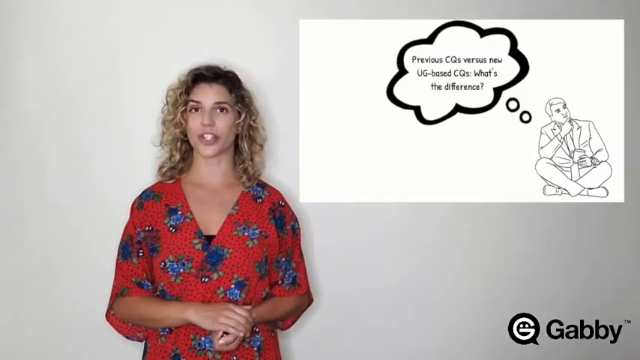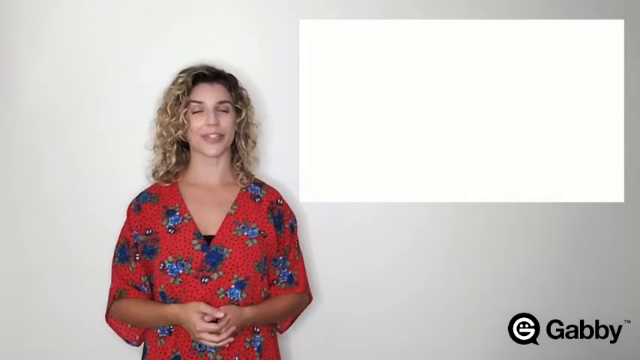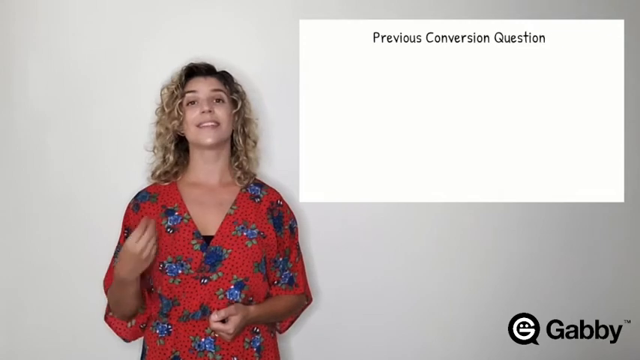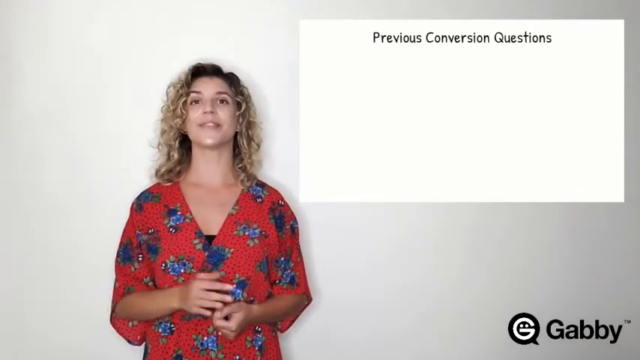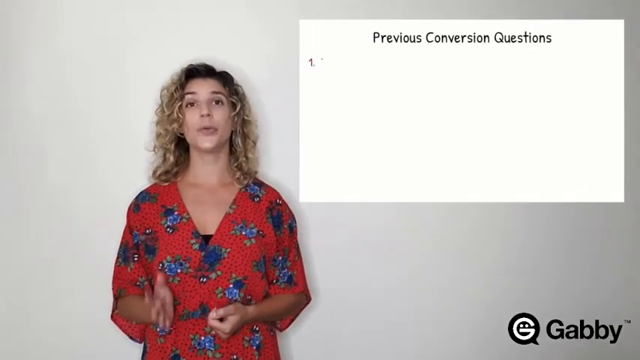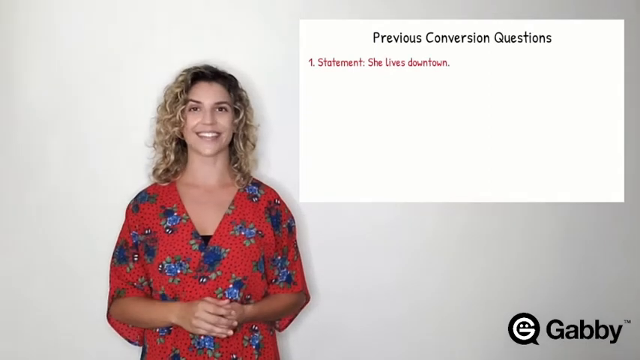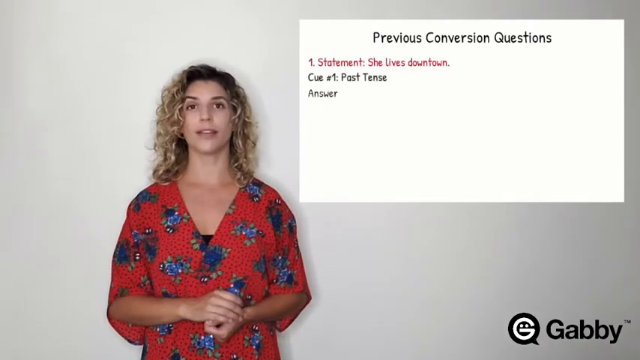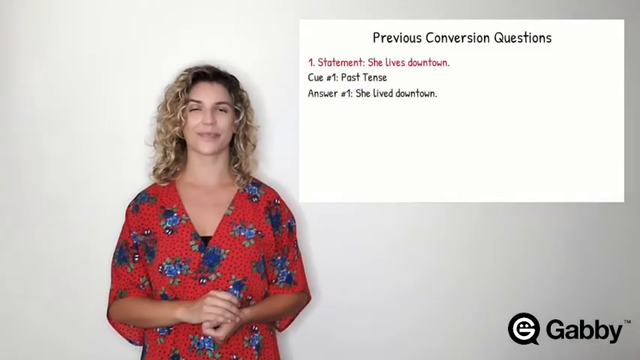Now, to understand the difference between Gabby's previous conversion questions and the new UG-based conversion questions, let's look at some examples, starting with a previous conversion question. Statement number 1, she lives downtown. Cue number 1, past tense. Answer number 1, she lived downtown.